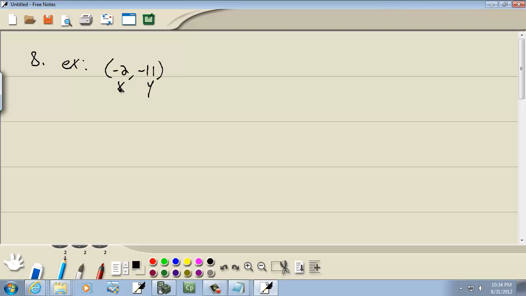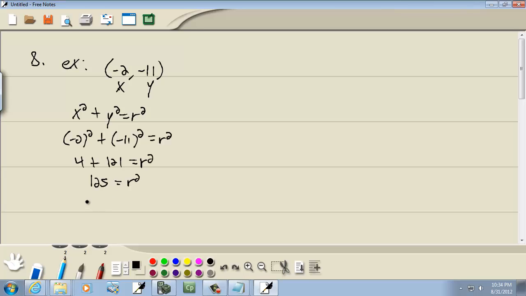So they give us x and y, and it's not on the unit circle. Well, first thing we need to do is we need to have x, y, and r. So I'm going to find r using x squared plus y squared is equal to r squared. Plug -2 in for the x, so I got -2 squared plus plug -11 in for the y, so I got -11 squared equals r squared. So that gives us 4 plus 121 equals r squared. 125 equals r squared. Drop a squared. Now, I'm not going to put a plus or minus here because r has to be positive.